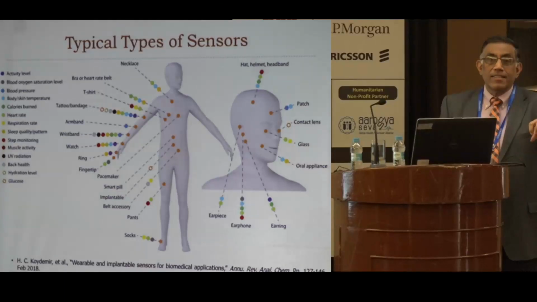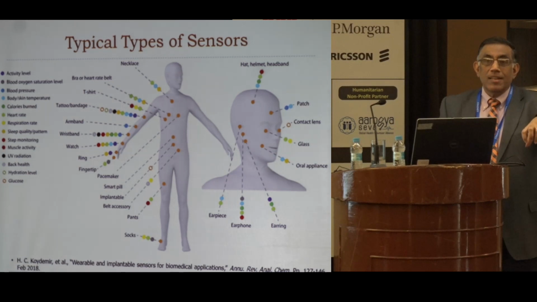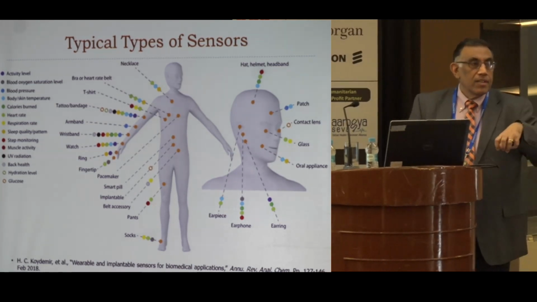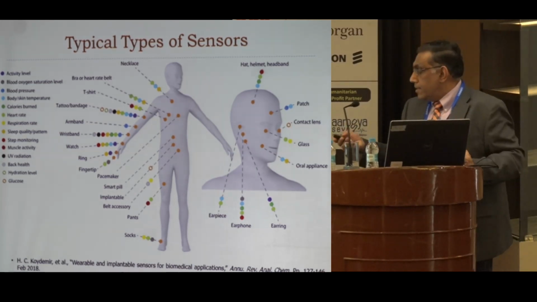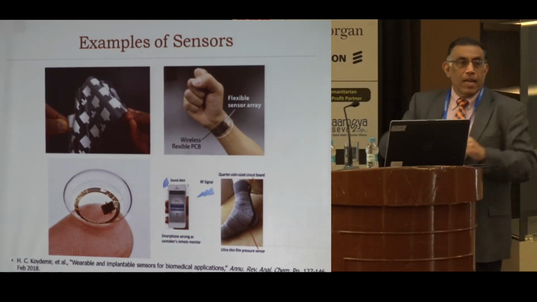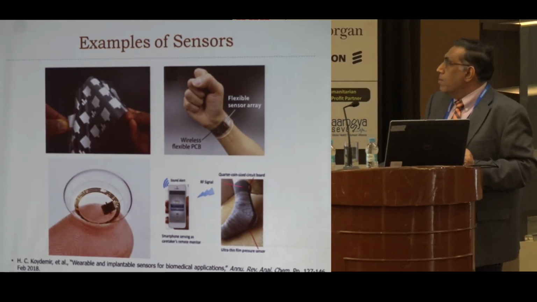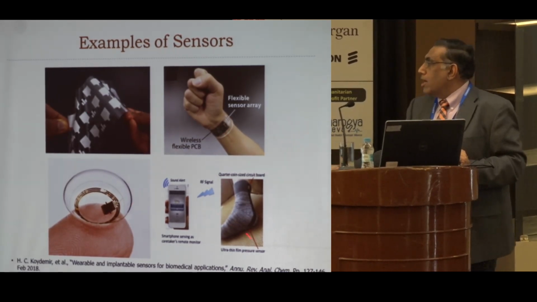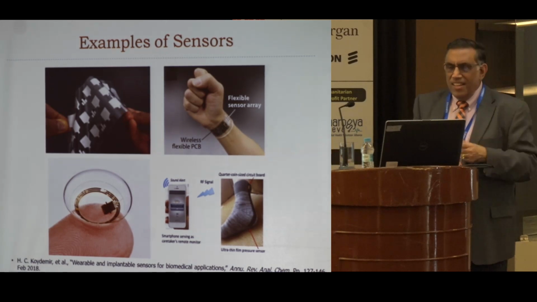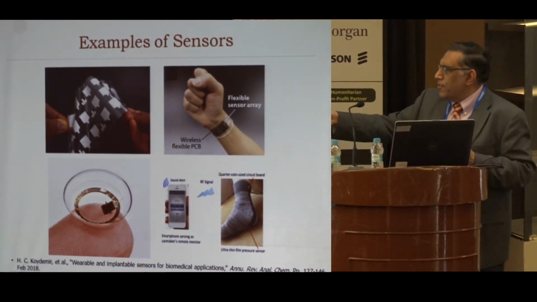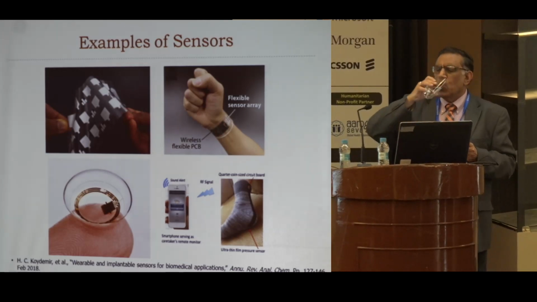The key thing is how to use it, how to come up with proper treatments, proper decisions, proper medication, etc. Here are examples of sensors. People are coming up with lots of ways of putting them on a wrist, fabric, sock, etc. Lots of things are happening, and these are pictures from some recent publications.